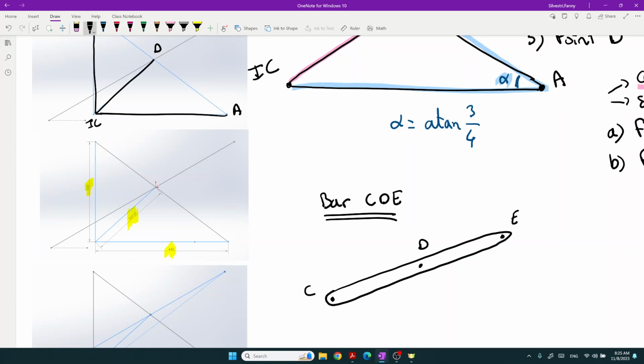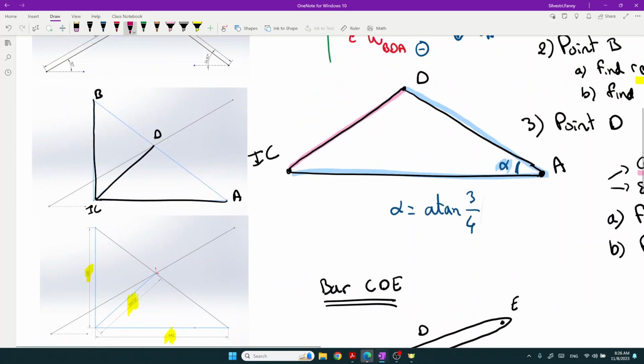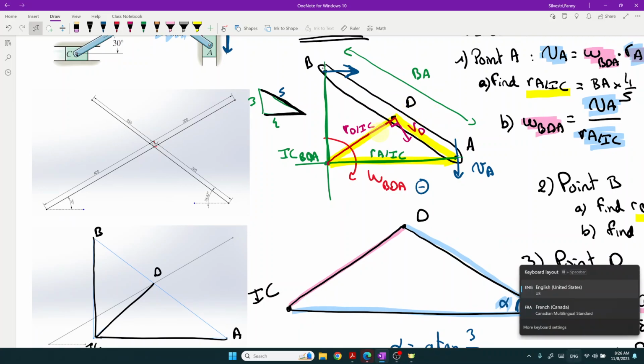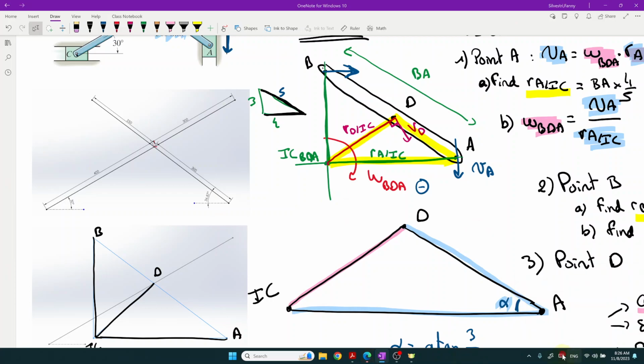And you have the exact distances. And for the bar CD, we also know this angle there. Right now, if you look at it, we don't know a lot. But there is a point that is on the two bars. This is the point D. So we know the direction of the velocity VD, this one.